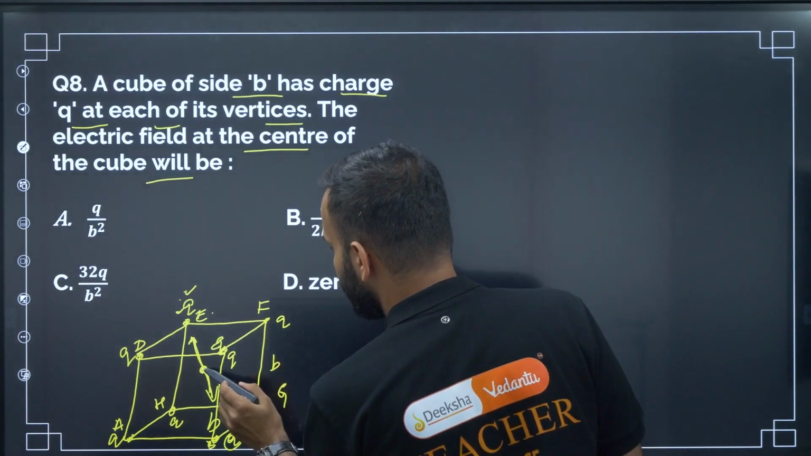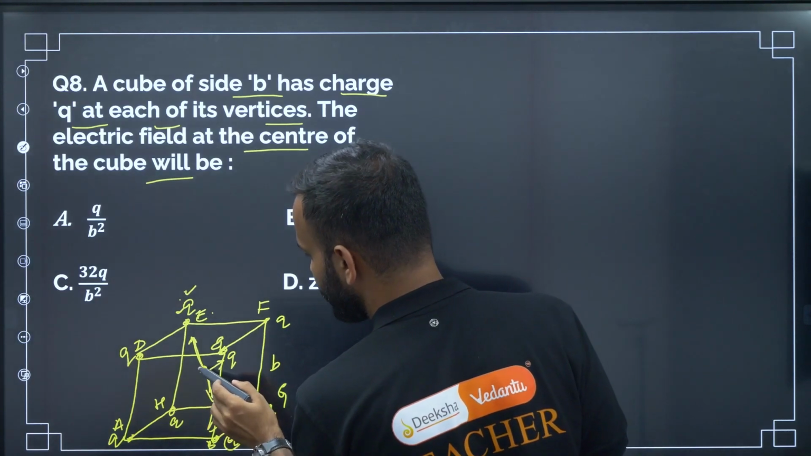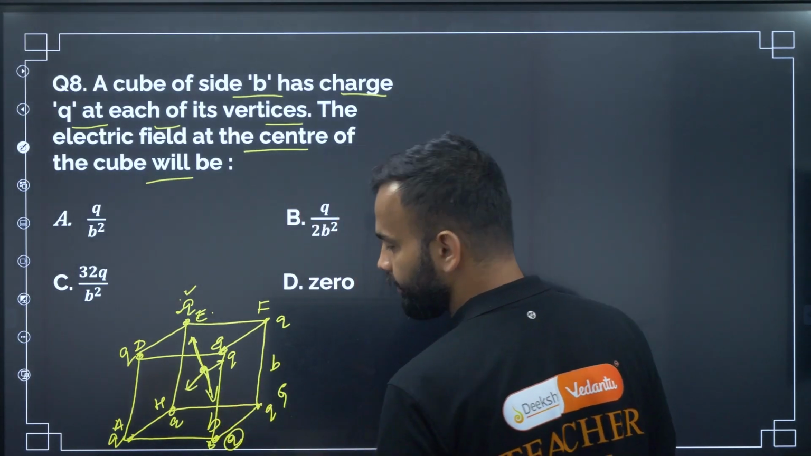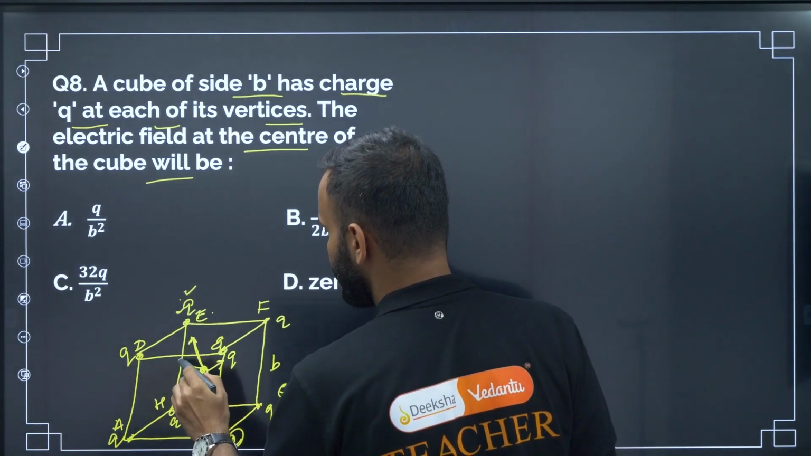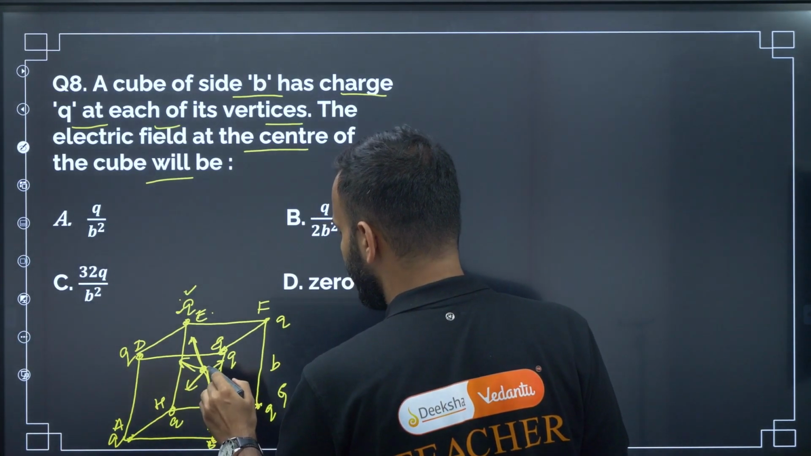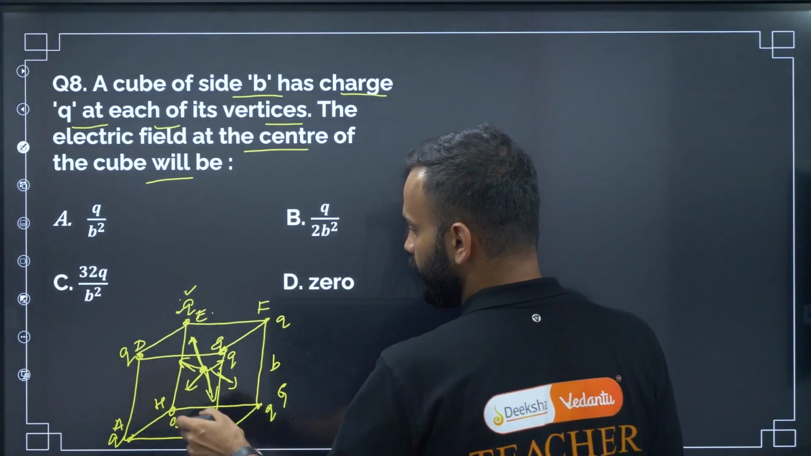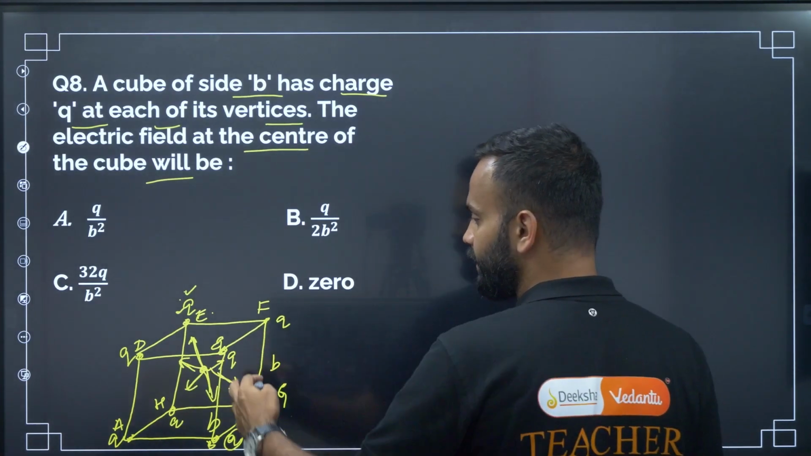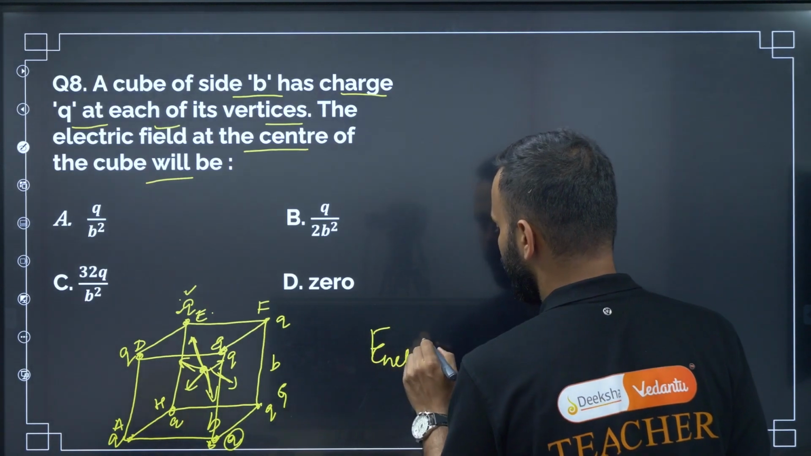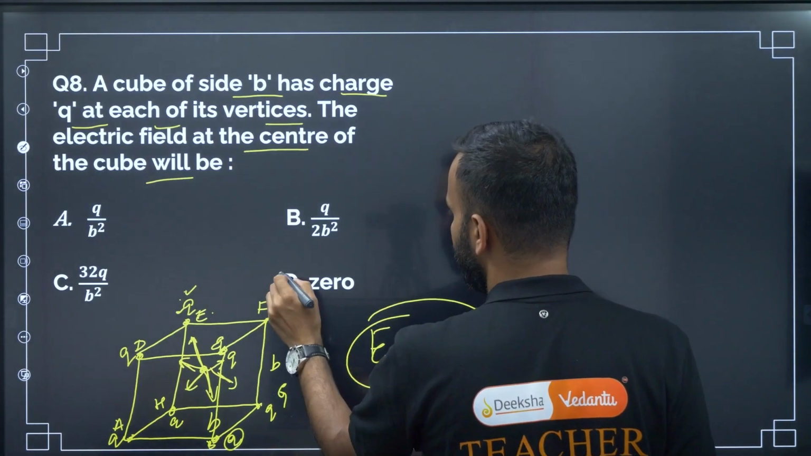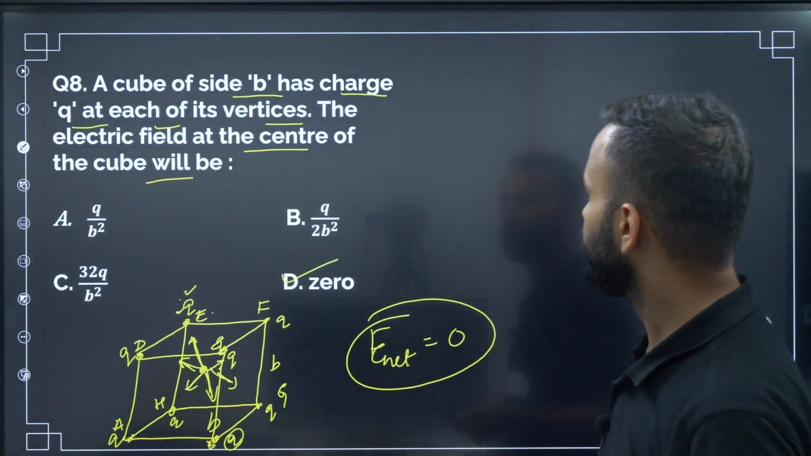Similarly, the electric field directed towards F is cancelled by the electric field directed towards A. And the electric field directed towards D is cancelled by the electric field directed towards G. So all the electric fields cancel each other, and the net electric field at the center of the cube is 0. So the correct option is D. Next question.